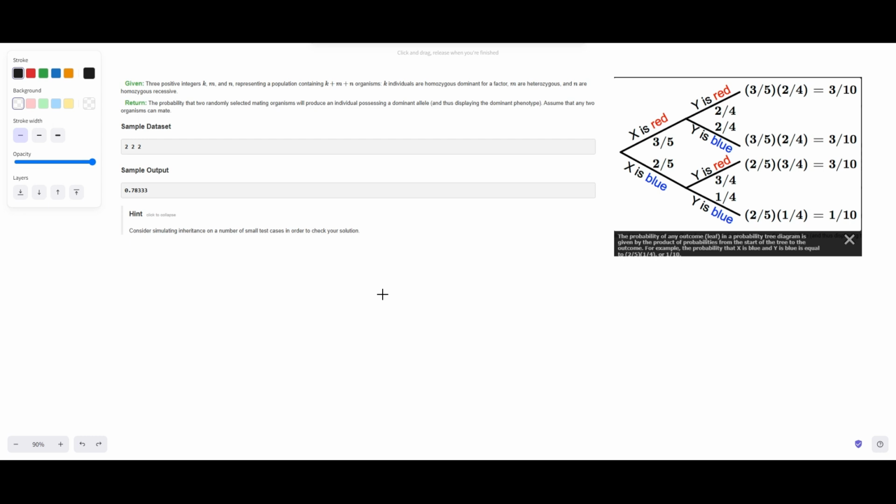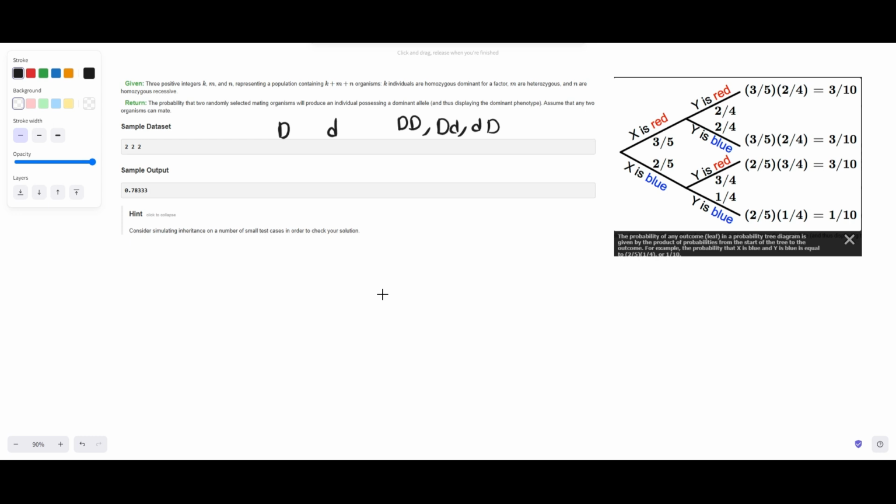Three positive integers k, m, n, representing a population containing organisms, and so on. You need to return the probability the individual will have a dominant allele. In this case, let lowercase d represent the recessive allele, and let capital D represent the dominant allele. You can technically say, hey, this works, this works, and this works, vice versa.